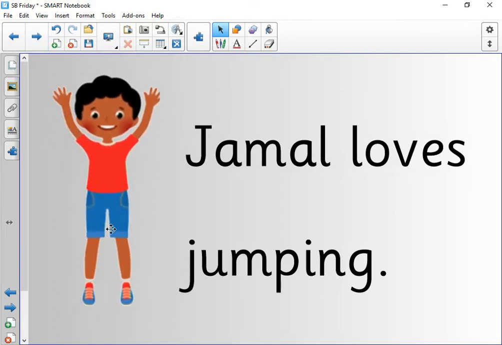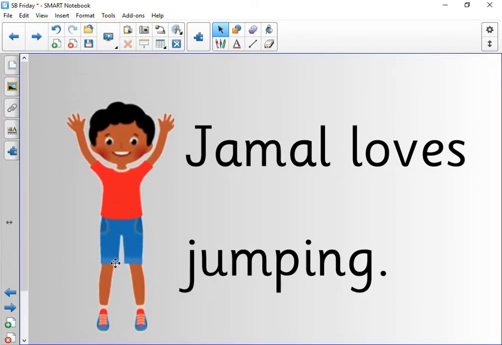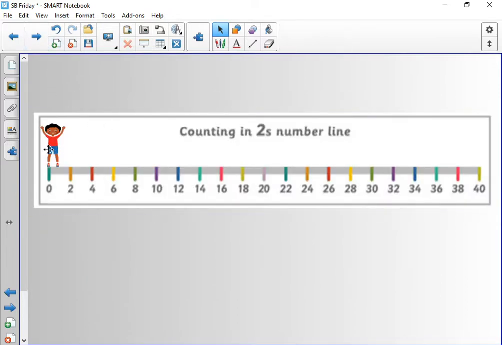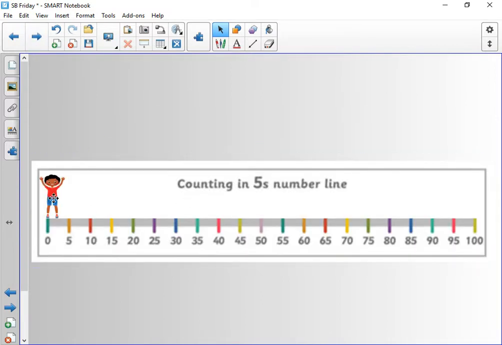Okay, this is Jamal and Jamal loves jumping in different numbers, okay? Let's count with Jamal as he counts in twos on a twos number line. Are you ready? Let's go. 2, 4, louder please. Good job, Jamal. Now Jamal is going to count in fives on a fives number line.